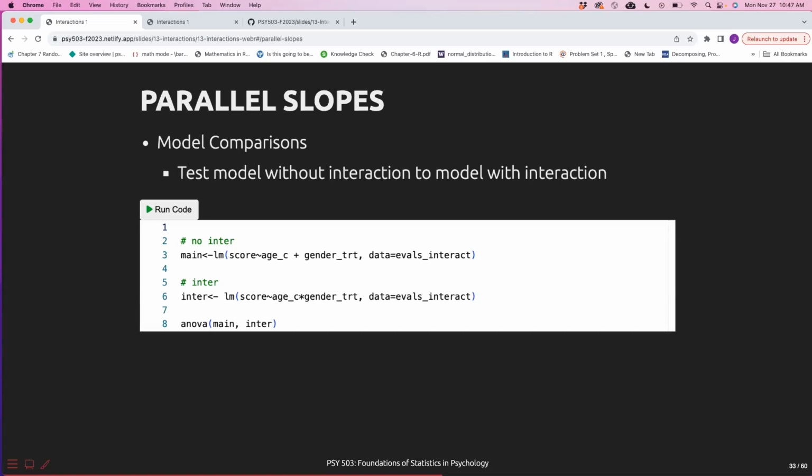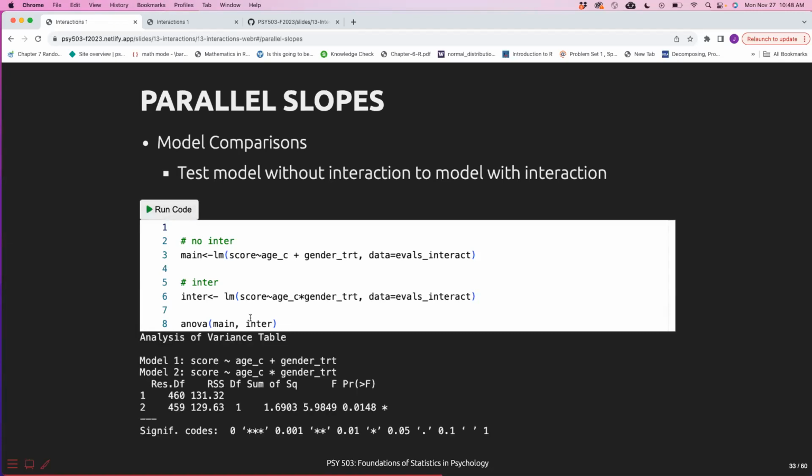This is similar to what we did with the polynomial regression, with the squared or cubed variable compared to a model with just a linear term. We could do that here. We would get the same answer that we get from running a regular regression model, right? So we do see that the interaction term is warranted. This model adds the interaction term, whereas this particular model doesn't. The F value is 5.98 and the p-value is less than 0.05. So we can say that the inclusion of the interaction is warranted.